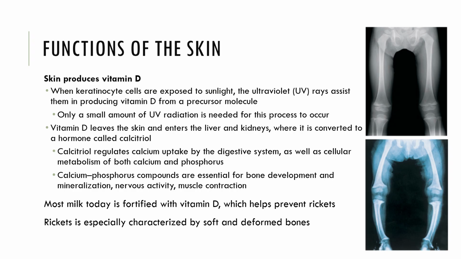And the skin also functions for vitamin D production. So vitamin D leaves the skin and enters the liver and kidneys, where it is converted into a hormone called calcitriol. Calcitriol regulates calcium uptake by the digestive system, as well as cellular metabolism of both calcium and phosphorus. So again, calcium and phosphorus compounds are essential for bone development and mineralization, nervous activity, and muscle contraction.